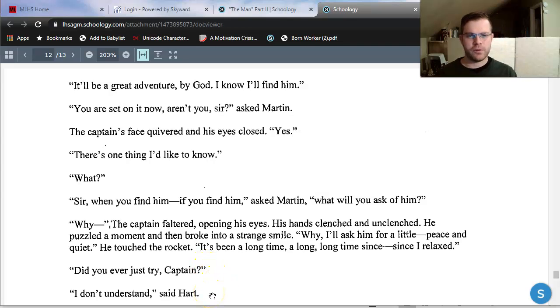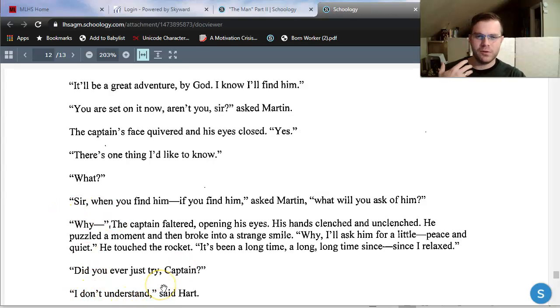What Martin's realizing right here is that Hart can stop looking for the man right here. He can stay on this planet. There is peace and quiet in this place where the man has been, and Hart's turning away because he does not get it, because he does not have faith. And he says, "Look, I don't even understand what you're talking about, Martin."